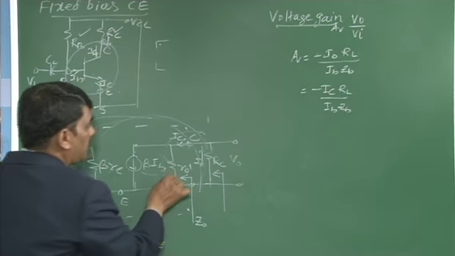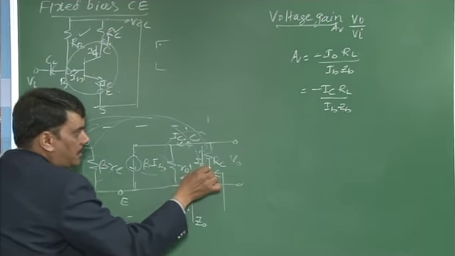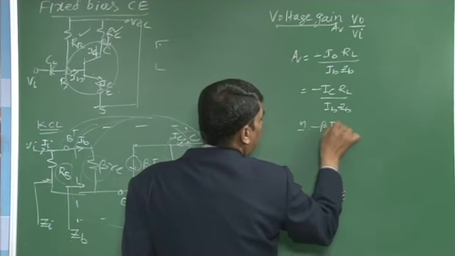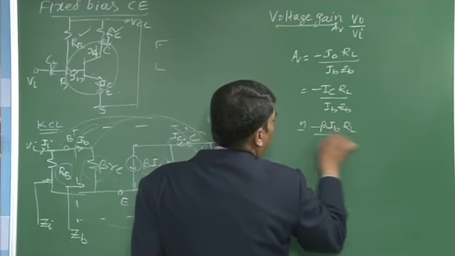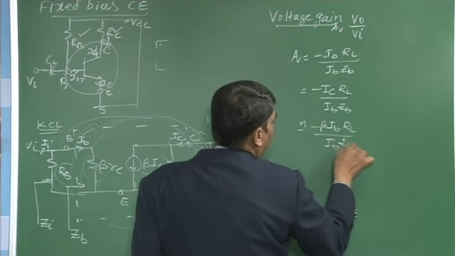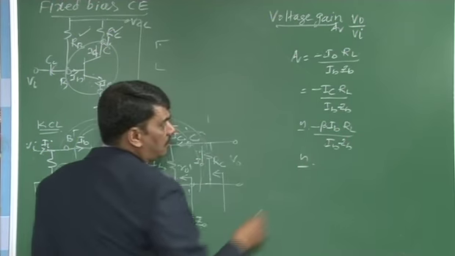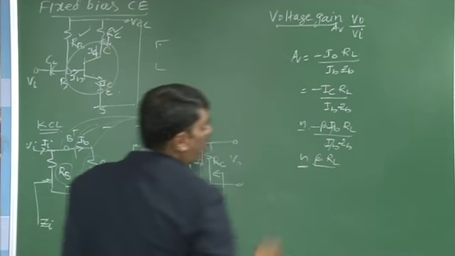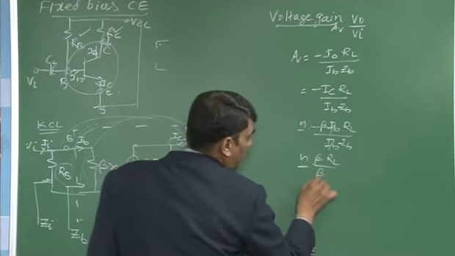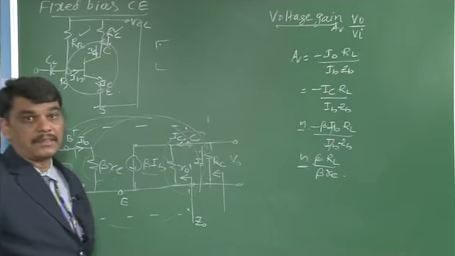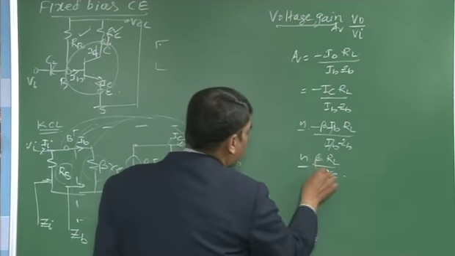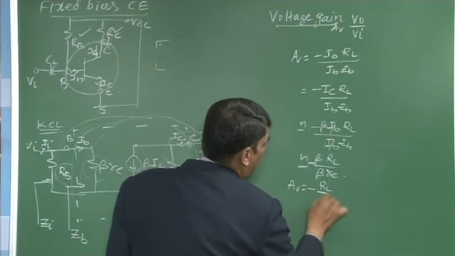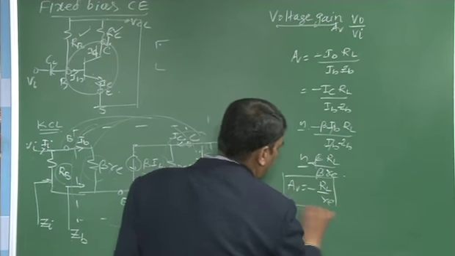If this resistance is very large compared to RC, then IC is approximately equal to minus beta times IB RL divided by IB ZB. It is approximately equal to, as IB cancels, beta times RL. We know that already ZB is nothing but beta times RE. When this cancels, then AV is equal to minus RL by RE.